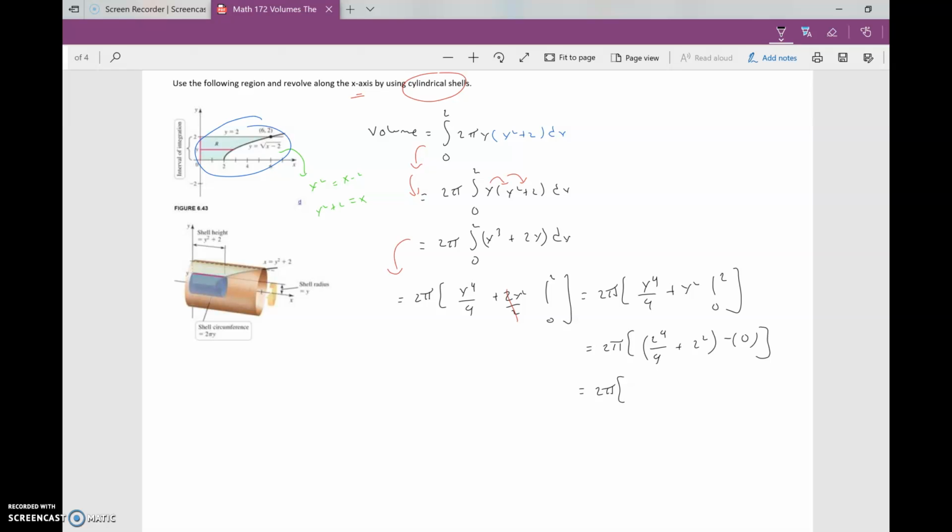So we're going to get 16 divided by 4. I'm getting 4 plus 4, or 16 pi. So the total volume is equal to 16 pi. And this will just be units to the third power.